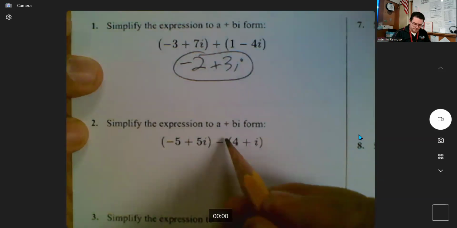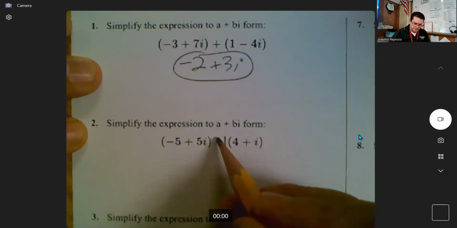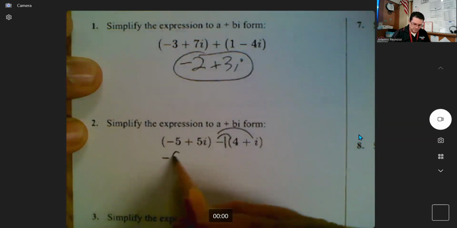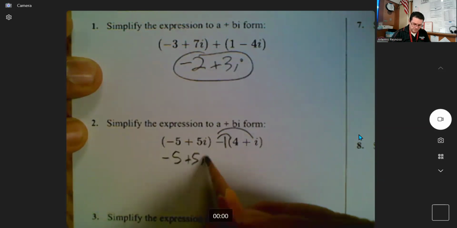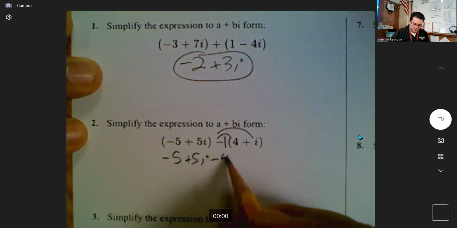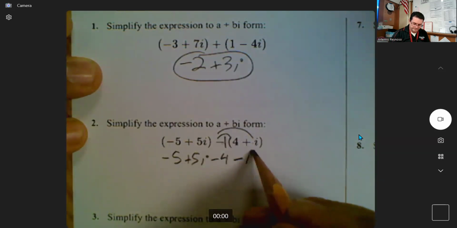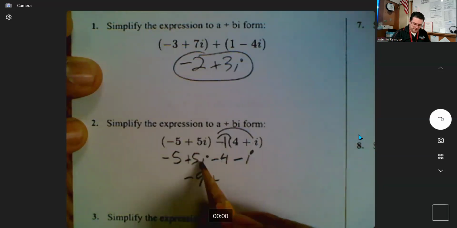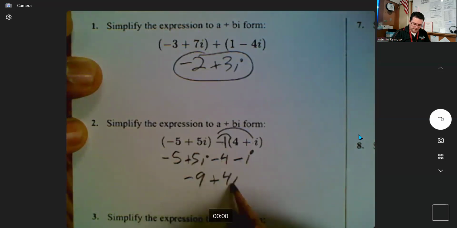The only concern when we subtract is that we need to distribute both terms by the negative. So for me, it is better to distribute the negative before I do the sum. Negative 4 minus i. Now combine like terms, negative 5 minus 4, negative 9, plus 5i's minus 1, 4i's.